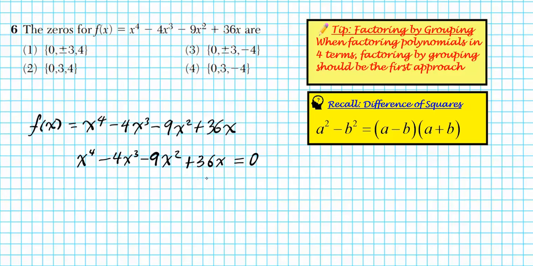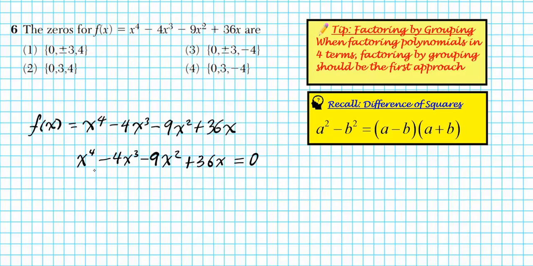Now this is a polynomial in 4 terms. Here's a quick tip to keep in mind. Whenever you're solving polynomial equations involving 4 terms by factoring, one of the best methods to try first is factoring by grouping. That should be your first approach, and if that doesn't work, then you can use another approach.